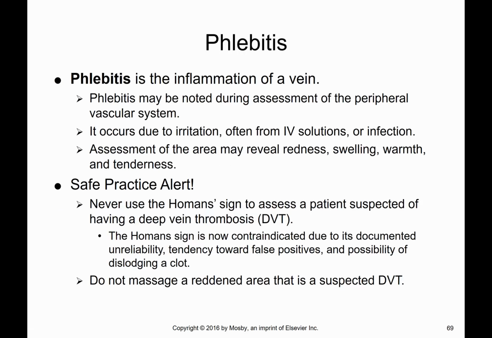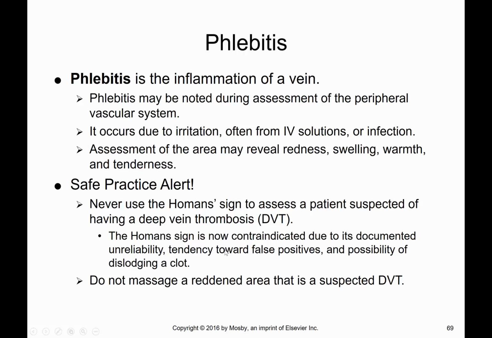And that you may find nurses who still do Homan sign, and they may suggest to you, you should be doing Homan sign, and you need to say, no, I'm sorry. Evidence-based practice says Homan sign is contraindicated. And the reason why is because it, one, is unreliable. It can give you a false positive. In other words, they can have a positive Homan sign but not have a blood clot. Or if there was a blood clot and you did a Homan sign, you could dislodge that clot and now they have a pulmonary embolus.